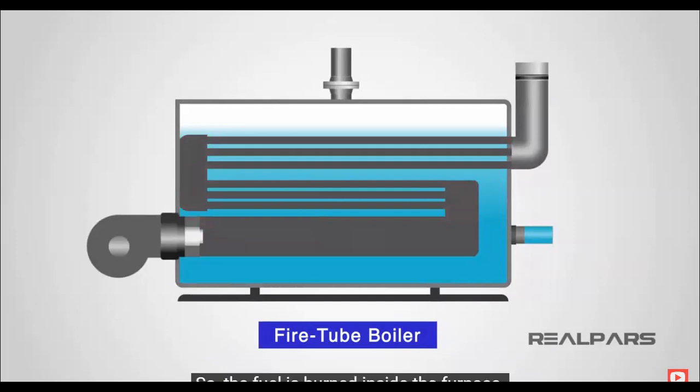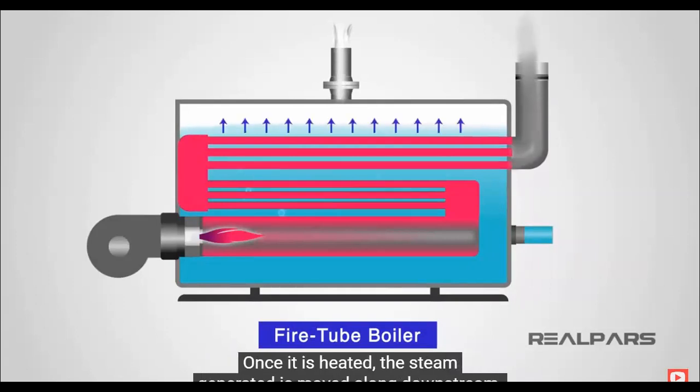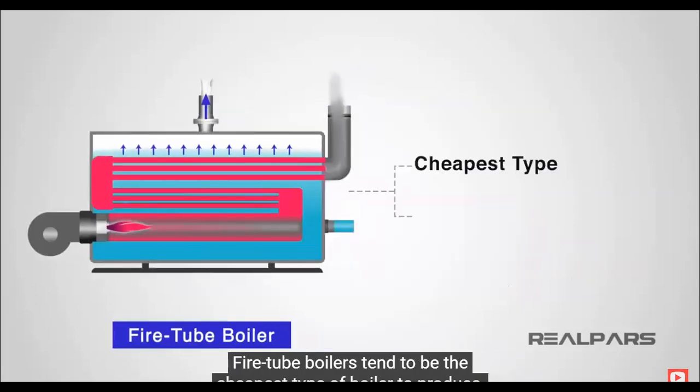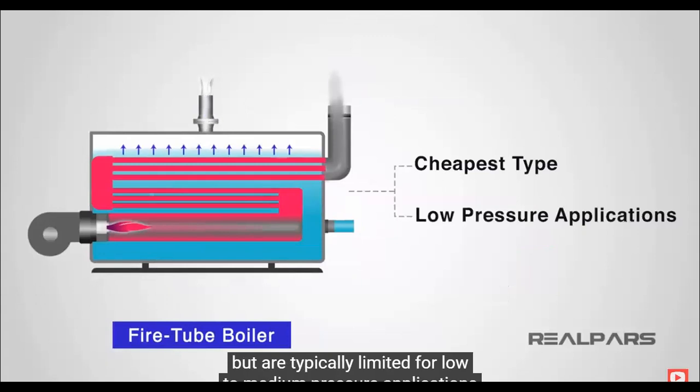So, the fuel is burned inside the furnace. The tubes transfer the heat of the furnace through the water in the tank. Once it is heated, the steam generated is moved along downstream. Fire tube boilers tend to be the cheapest type of boiler to produce, as they have a fairly simple construction, but are typically limited for low to medium pressure applications due to the thickness of the outer shell containing the water.